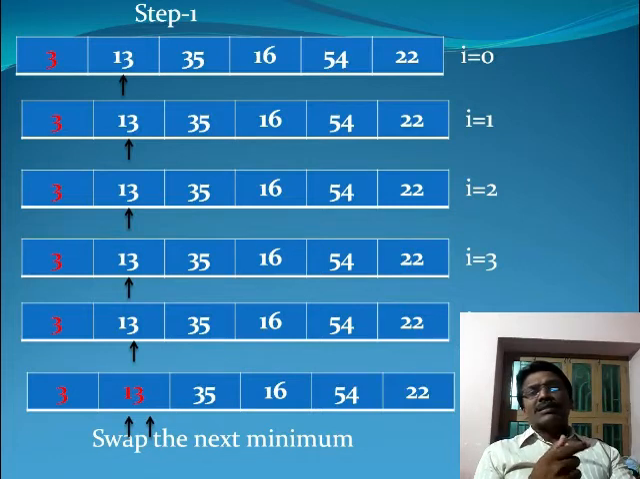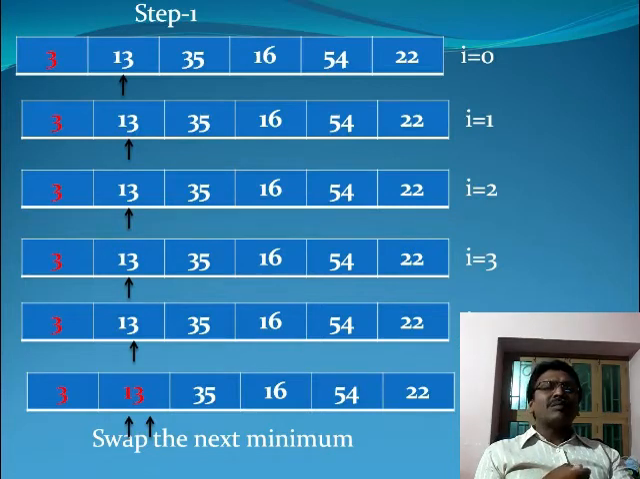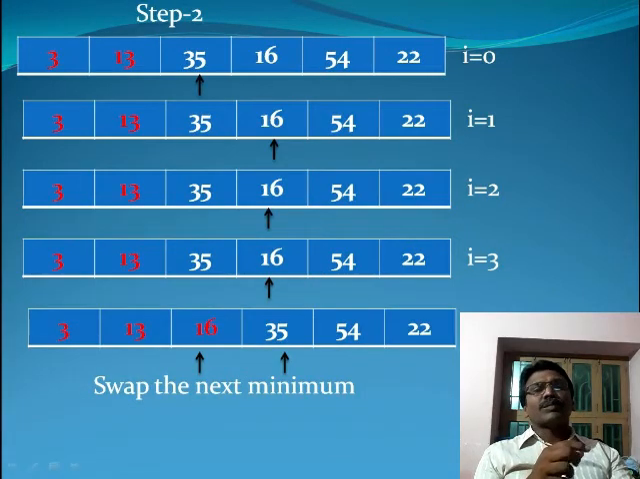Next iteration, the condition fails. So swap the present minimum with the second element. It is the same position, so the second element is stored in the second position, that is 13. After step 1 is completed, already 2 elements are sorted. Now step 2. Already the first 2 values are sorted.